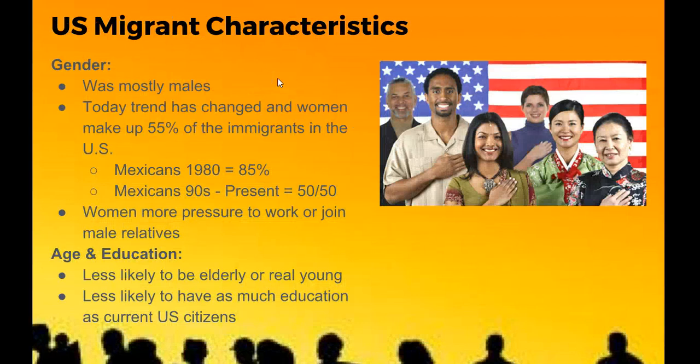Now, some basic characteristics or generalizations of migrants in the United States. Keep in mind that it used to always be, not always males, but mostly males. 85% of Mexican migrants in the 80s were mostly males. Now in the 90s until present day, it's been more 50-50. So women are now becoming more likely to migrate internationally, especially to the United States, than males. And part of the reason is there were already a lot of the males here in the United States. Now women are starting to follow.